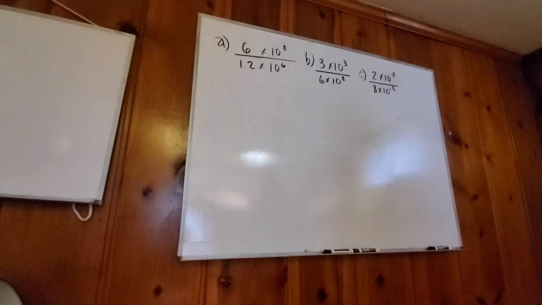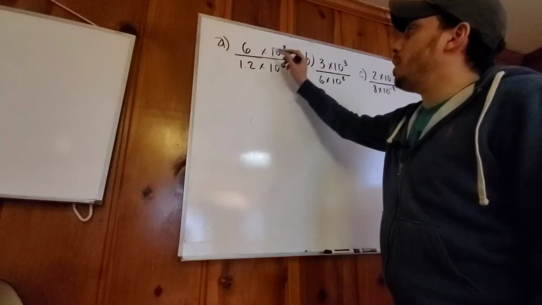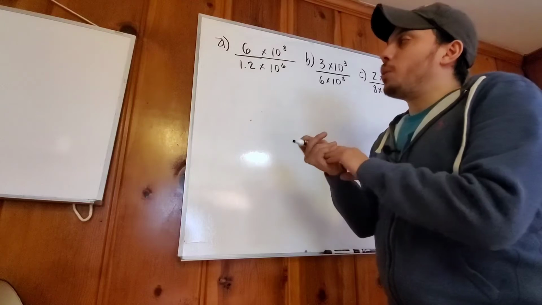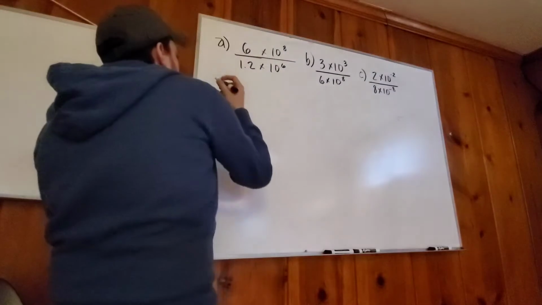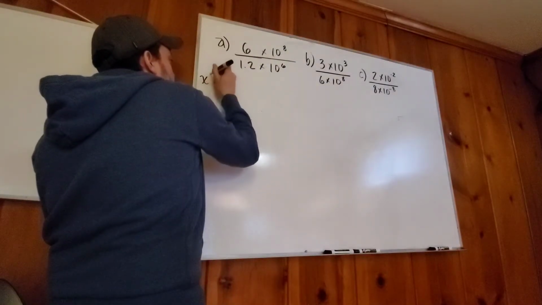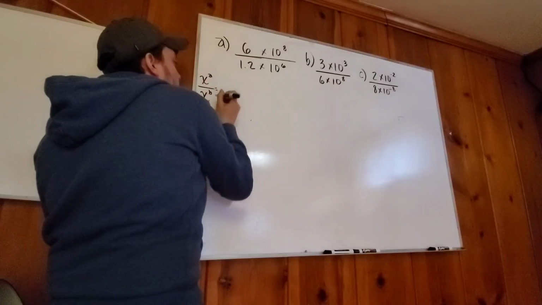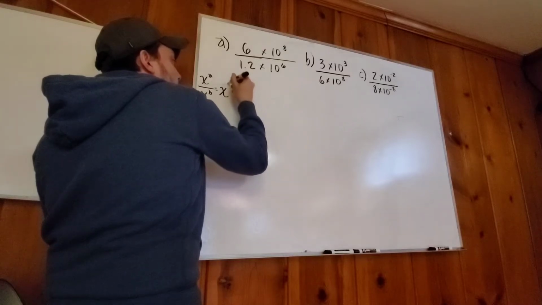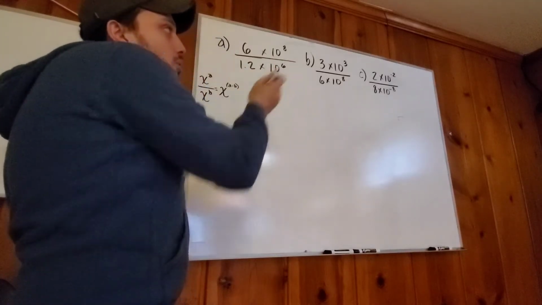Okay, so getting into example number 1, we have 6 times 10 to the 8th over 1.2 times 10 to the 6th. Before I even tell you what you're going to do, I want to remind you of this property of exponents: if we have a base with an exponent divided by the same base with a different exponent, then the answer is the same base, but the exponents are subtracted. So we're going to subtract a minus b. That's what you have to remember to be able to do all these problems.